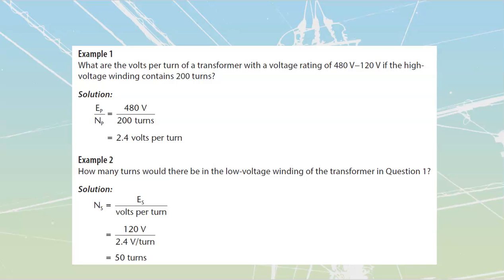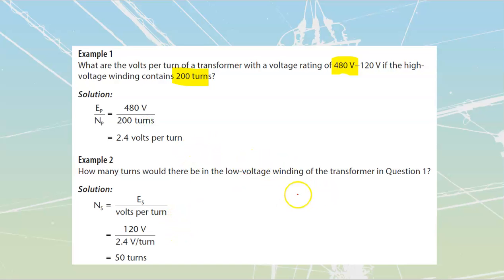Let's start with our very first one. Example number 1: what's the volts per turn of a transformer if I've got a rating of 480 to 120, if my high voltage winding contains 200 turns? Well, I just identify what is my high voltage side. That's going to be this side over here. Then I just place them into a division: 480 volts over top of 200 turns. That's my primary side. It gets me to a value of 2.4 volts per turn.